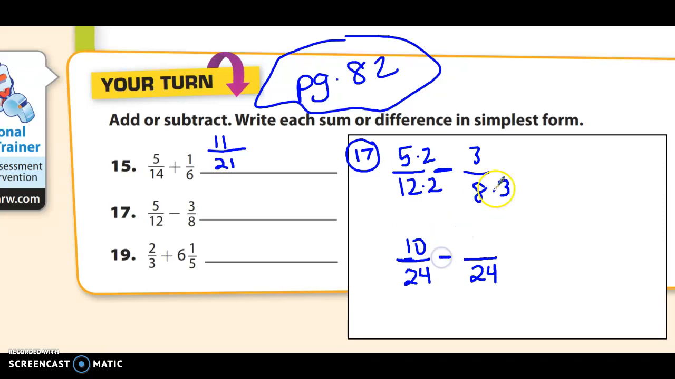This is a subtraction problem. I need to go up here and do my numerator. If I do 8 times 3, I need to do 3 times 3, I get 9. Look at how easy this is. 10/24 minus 9/24 is 1/24. That doesn't simplify, and that is the correct answer.